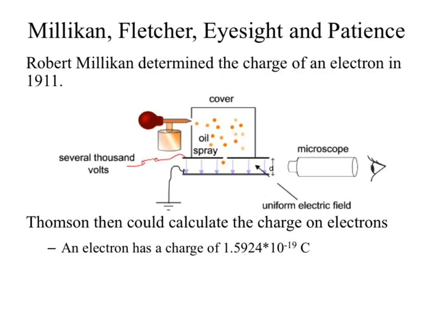So Millikan was able to set up this fancy experiment. What he did was took oil, and he just sprayed a fine mist of oil. Well, oil has friction associated with it, and it generates a charge. And they were able to see that it has a charge associated with it.